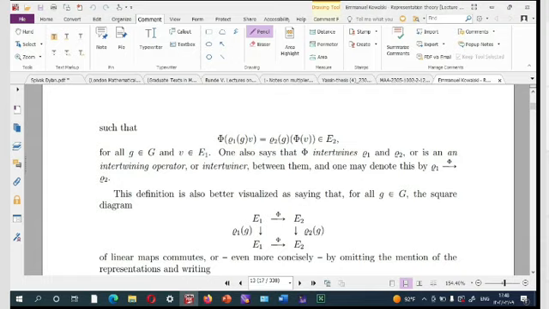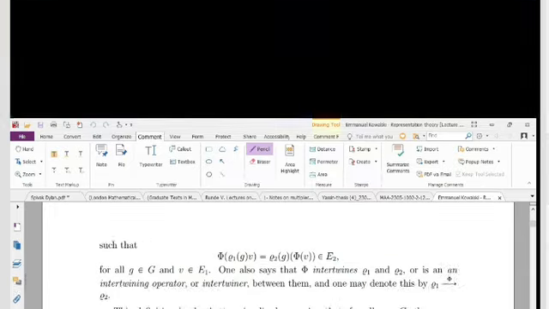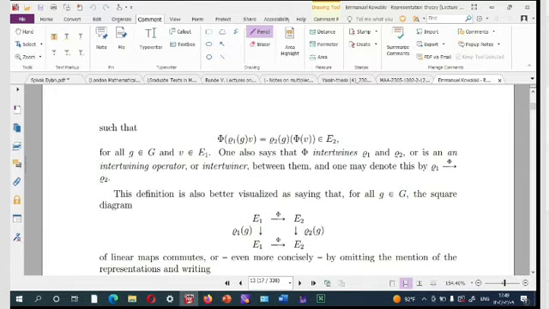This definition is equivalent to phi composed with rho 1 of g equal to rho 2 of g composed with phi. The composition of these two equals the composition of these two functions.